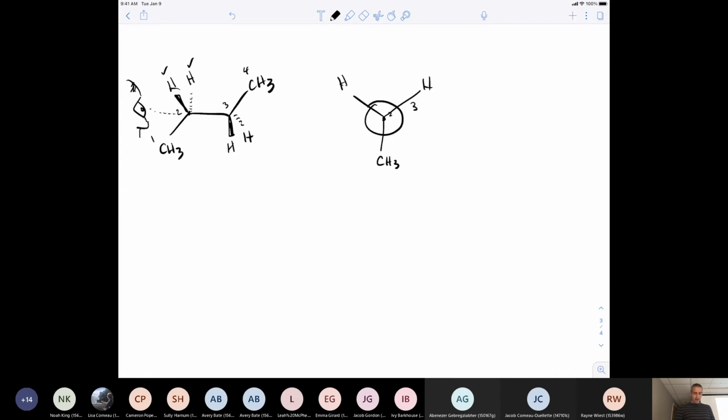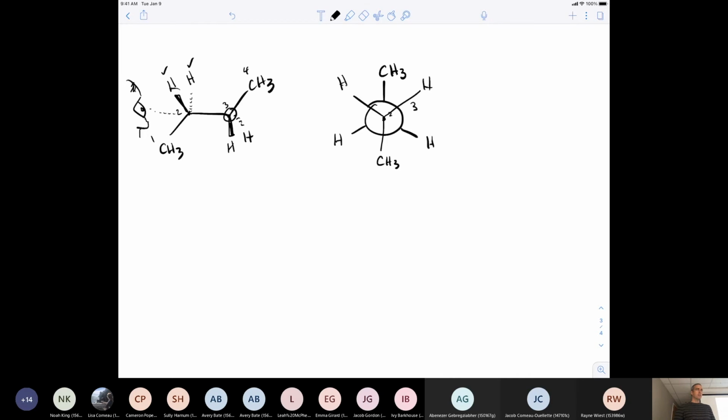Now on the back carbon, which is carbon 3, which we draw as a big circle, the methyl is pointing which way? Up, yeah. If you're looking at it from that vantage, from side on, that methyl will be up. And what about the other 2 hydrogens? One will be down here, and one will be down here.